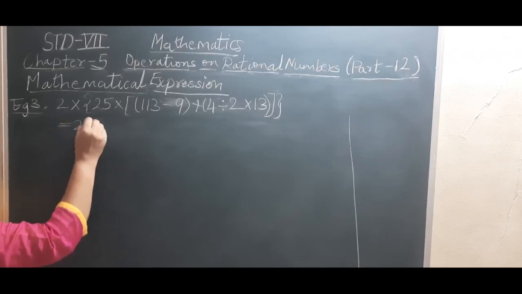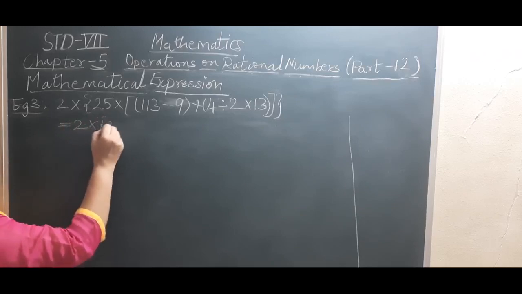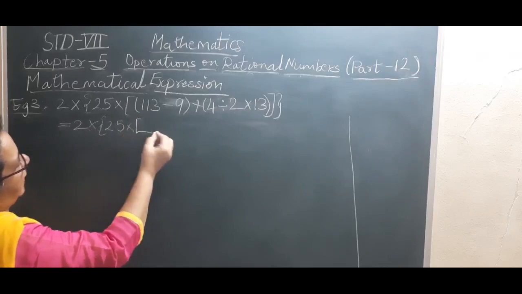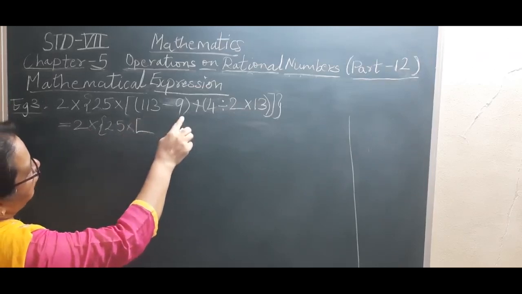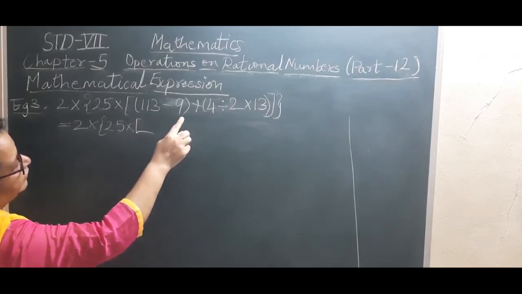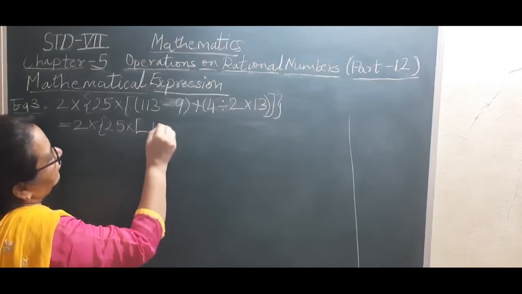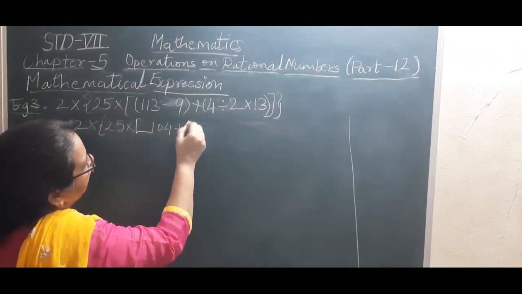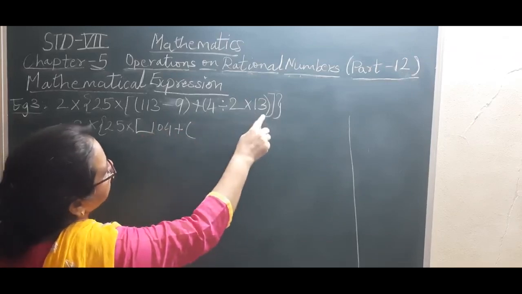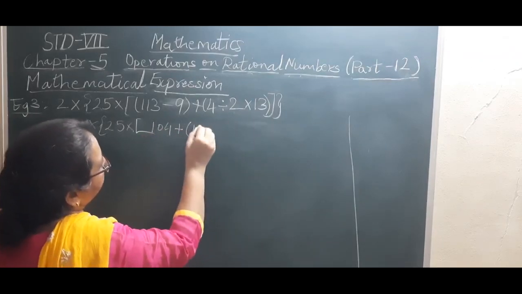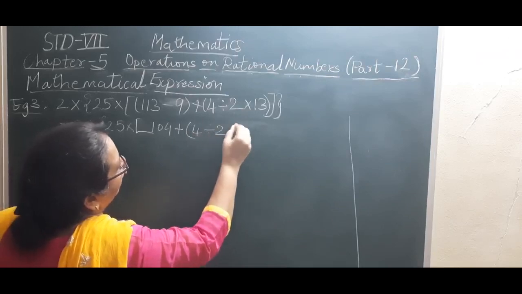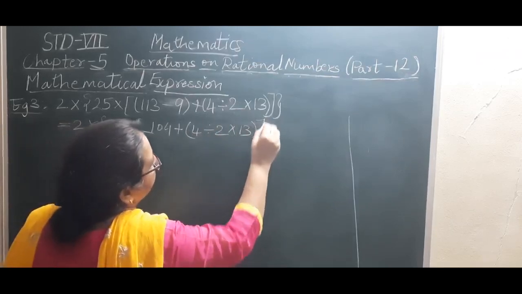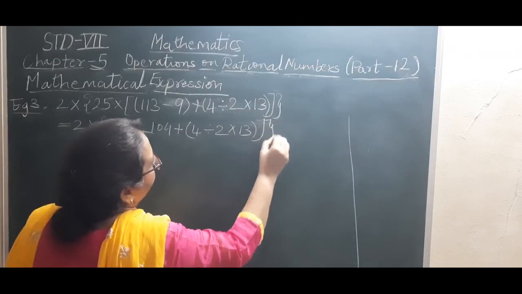We are going to write 2 into curly brackets 25 into, as it is, square bracket. First we are going to solve this round bracket, that is 113 minus 9, that is 104. Then put the plus sign as it is and put whatever is there in the second round bracket as it is, that is 4 divided by 2 into 13, and close all the 3 brackets.